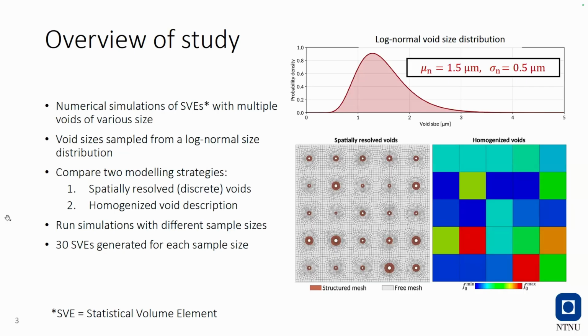And the main purpose of this study is to compare these two approaches, where we use either spatially resolved voids or a very efficient model with homogenized voids. Okay? And then we run simulations with different sample sizes, and we draw 30 different SVEs or 30 different samples from the size distribution for each sample size.